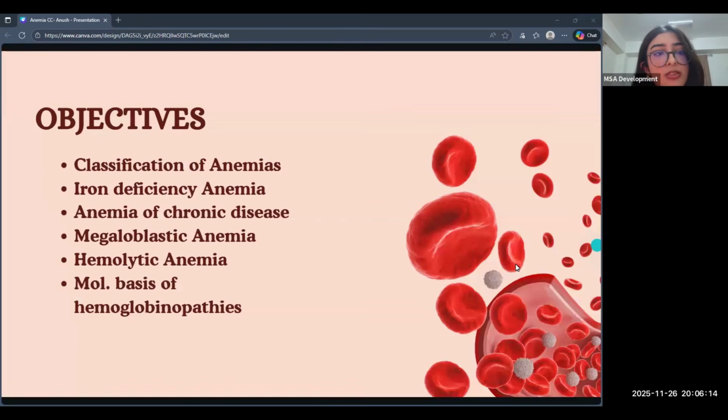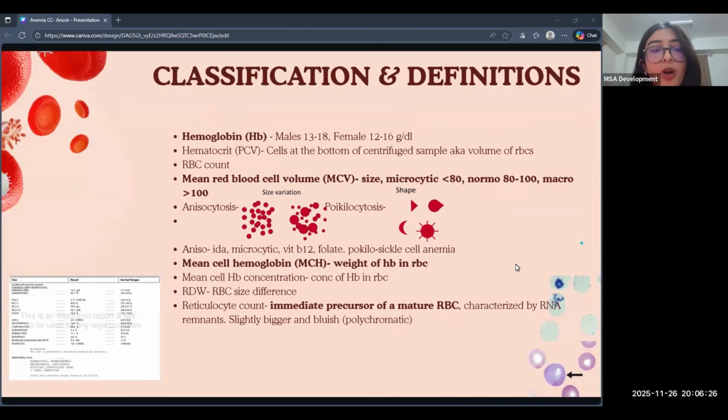Okay, now let's begin. Our objectives for this course are classification of anemia, iron deficiency anemia, anemia of chronic disease, megaloblastic, hemolytic, and the molecular bases. First, a patient comes to you and you decide to do a CBC panel. This is what a CBC panel looks like. I made it small because it's not really important to get into the depth of this.